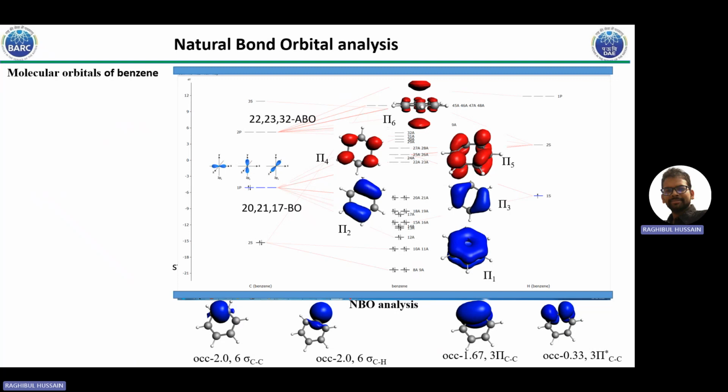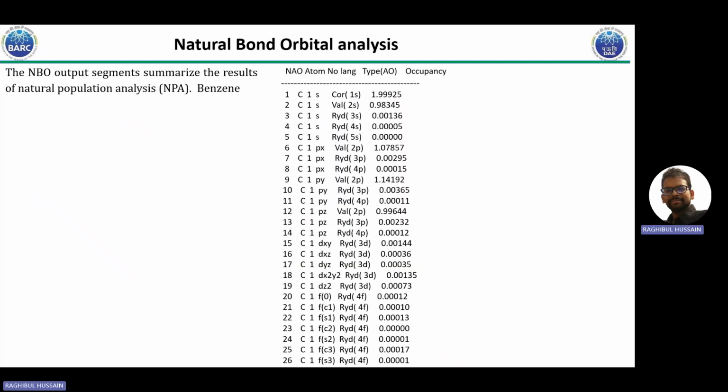Okay, those they will show you in the hands-on session. And now, from the output you can find out, as I was checking, that the core electron occupation should be around 2. Okay, the valence electron of carbon should be 1.